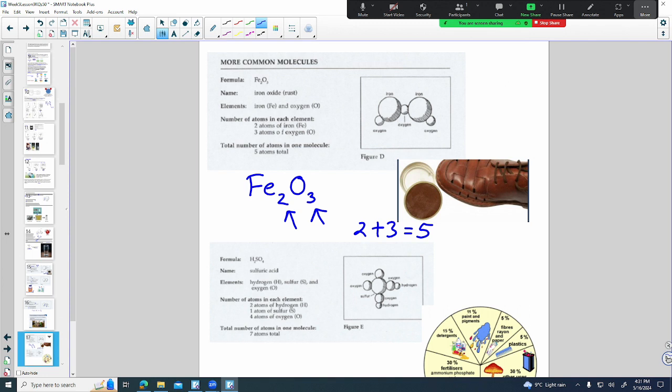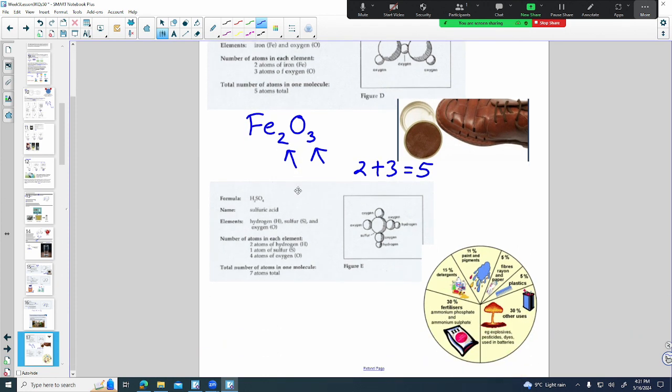Okay, and then the last one we have is sulfuric acid, or H2SO4. Another clue is when you look at the capital letters, so that's a capital H, capital S, capital O, that indicates that there are three types of elements. Because remember, when we write elements, they are capitalized. So you have hydrogen, sulfur, and oxygen.